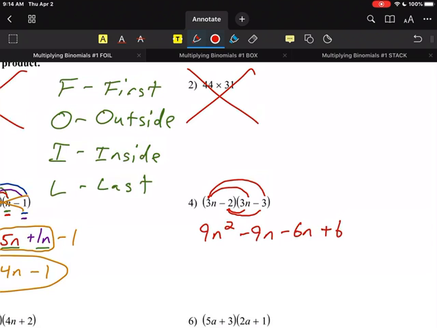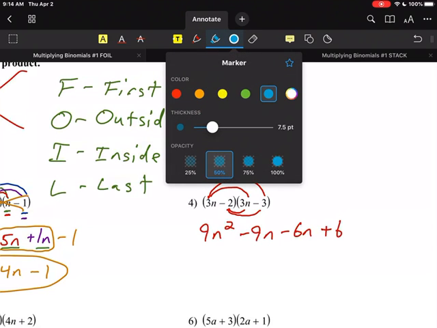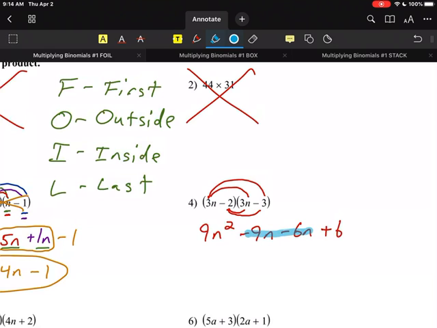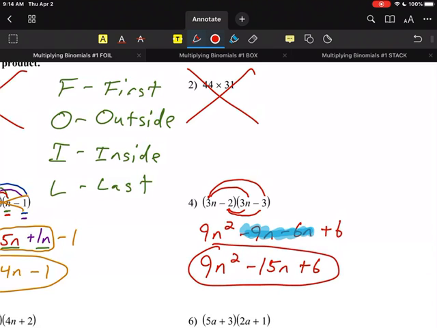Okay, then all you do is combine like terms, which is the two middle ones. Okay, so you got 9n squared, and then negative 9n minus 6n is minus 15n, and then the plus 6 at the end. Okay, you can see that you have an n squared, an n to the 1, remember it's invisible, and no variable. So that's your answer.